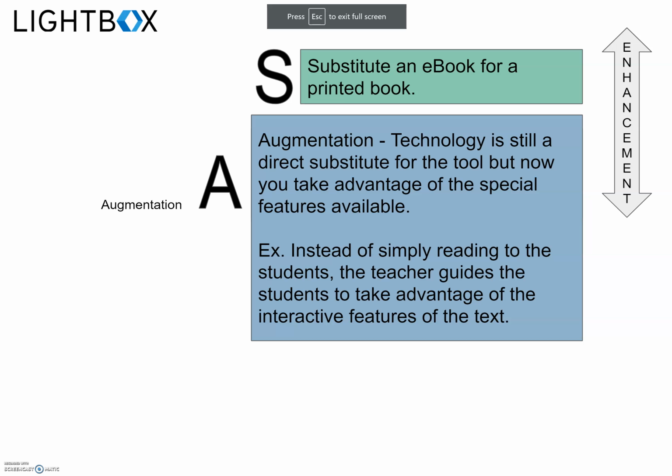So if we move on from just a simple substitution of the book, we're going to move to A for augmentation. Now in augmentation, that technology is still just a direct substitute for the tool, but you're starting to take advantage of the special features that are available. So in our analogy that we're talking about using an ebook, instead of simply reading the ebook to the students, now the teacher is going to guide the students to take advantage of the interactive features. They might hear it being read aloud if they need reading support. They might play the videos to build deeper learning. They might interact with the Google Maps and other interactive features.